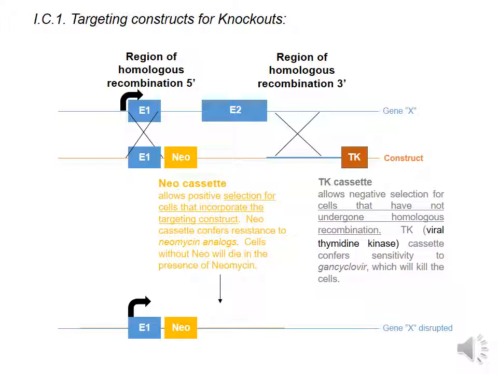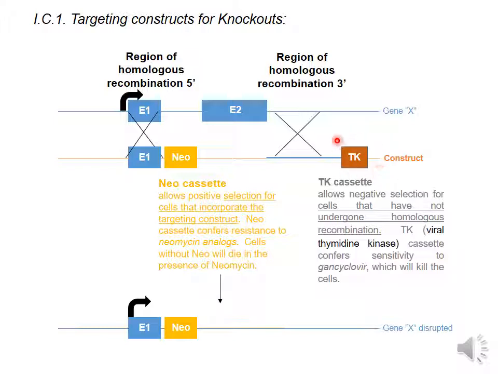And we generate a construct in which there is this 5' homologous recombination region followed by a neo-cassette, which is an antibiotic resistance cassette that allows selection for cells that incorporate the target construct. Whenever the cells are transfected with this cassette, this confers resistance to neomycin analogs. Cells without neo will die in the presence of neomycin. Then the construct will be followed by a 3' region that is after the exon 2.